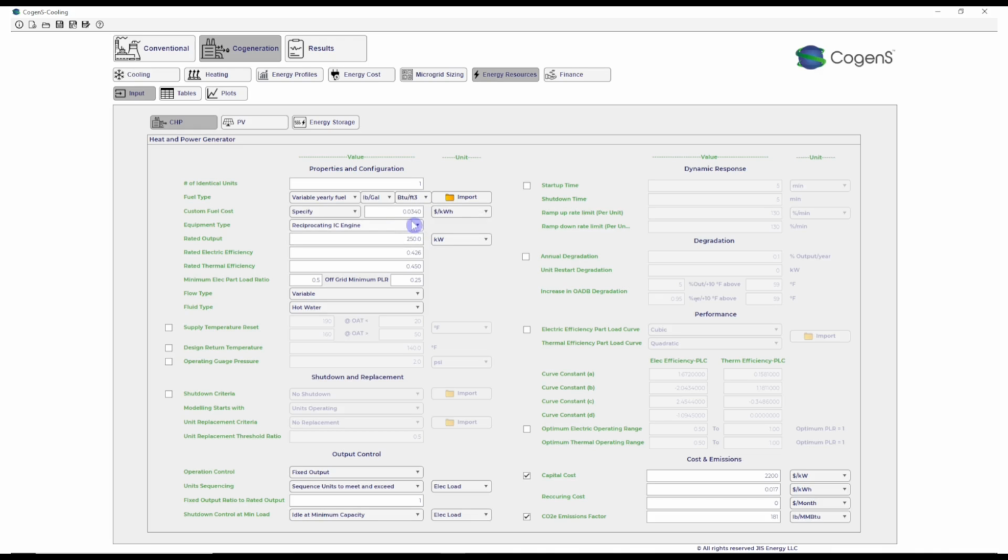When done, all the values entered for year 1 in the fuel transition table are populated in the CHP input tab fields. The CHP rated output must be for a single unit of the system. In this project, we are using 3 units that are sized at 250 kW rated output each at year 1.